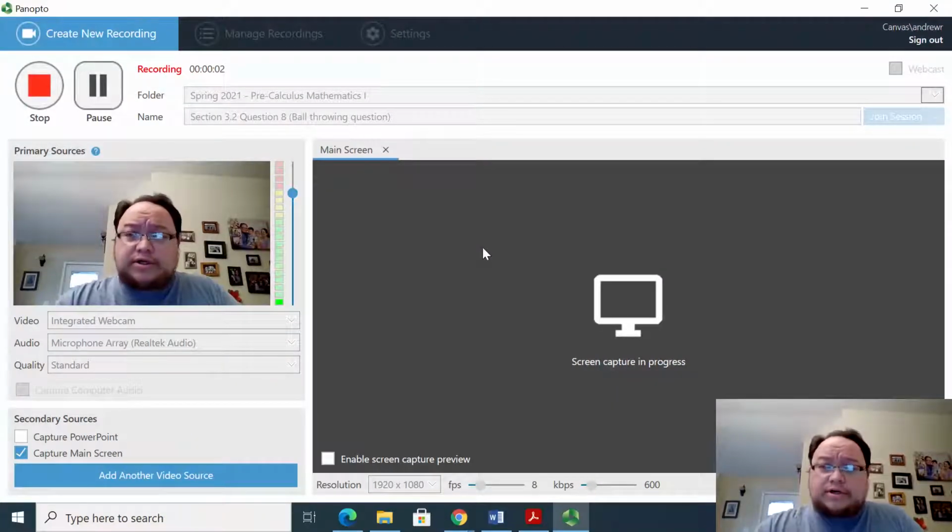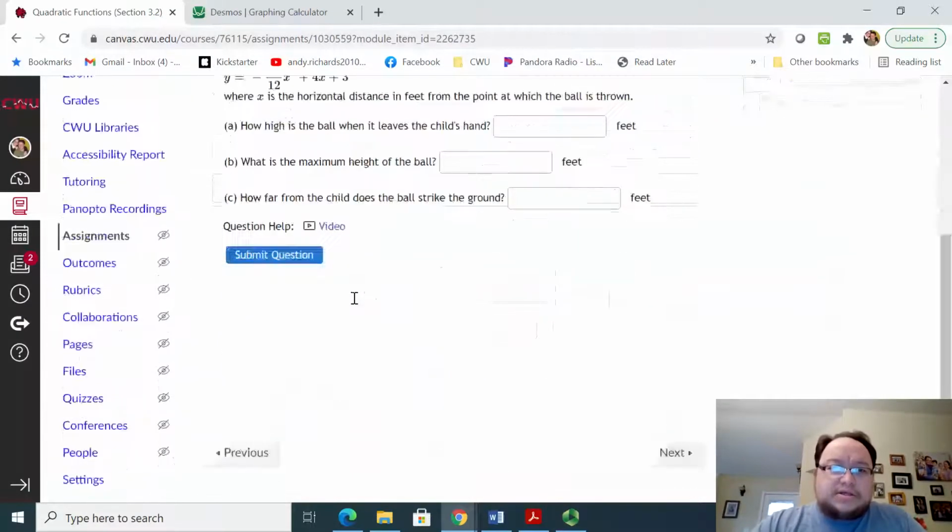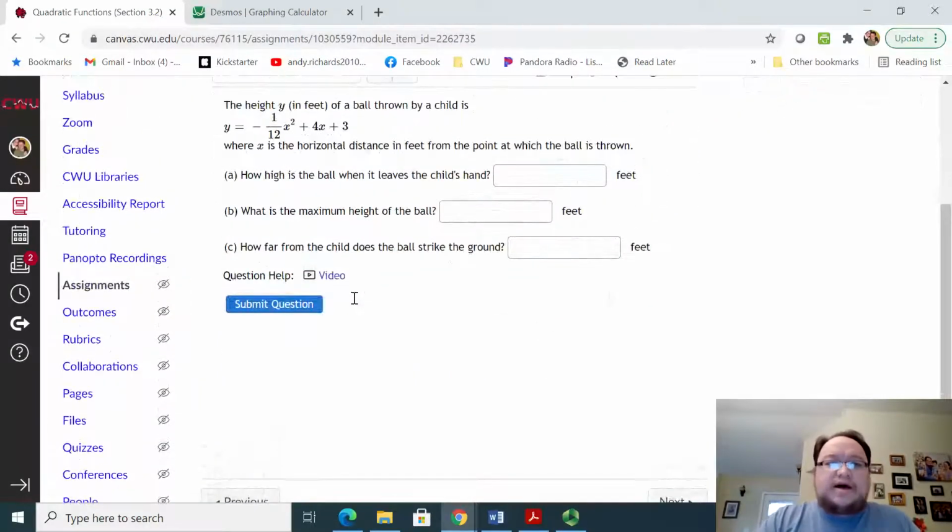Good morning. I'd like to go over question 12 on section 3.2. This is a pretty typical situation. We've got the height of a ball, represented in feet, thrown by a child, represented by this equation here: y equals negative 1/12 x squared plus 4x plus 3, where x is the horizontal distance from the point at which the ball is thrown.